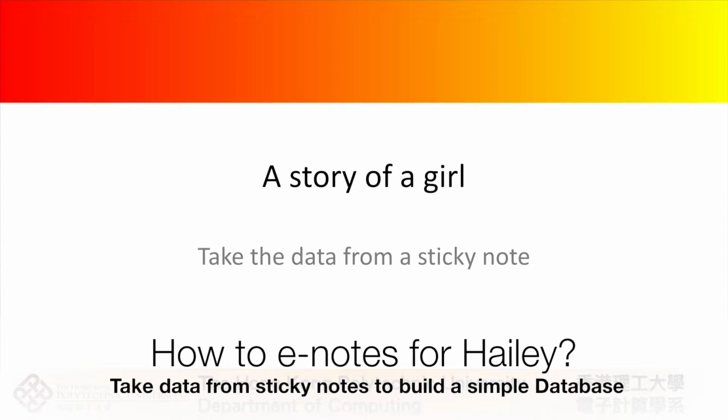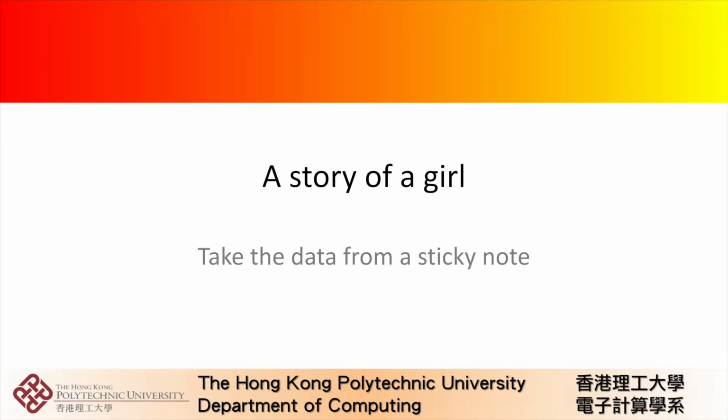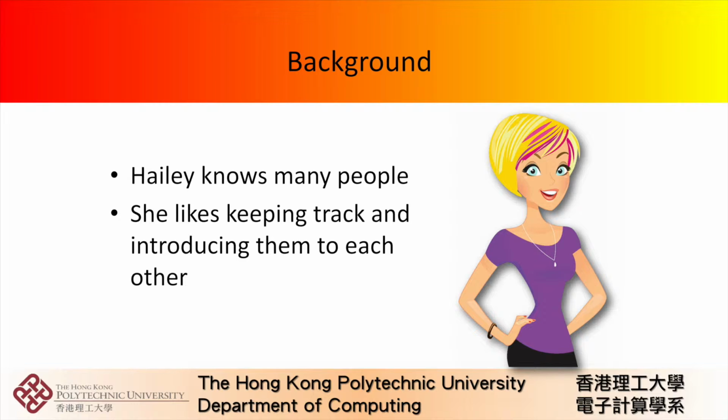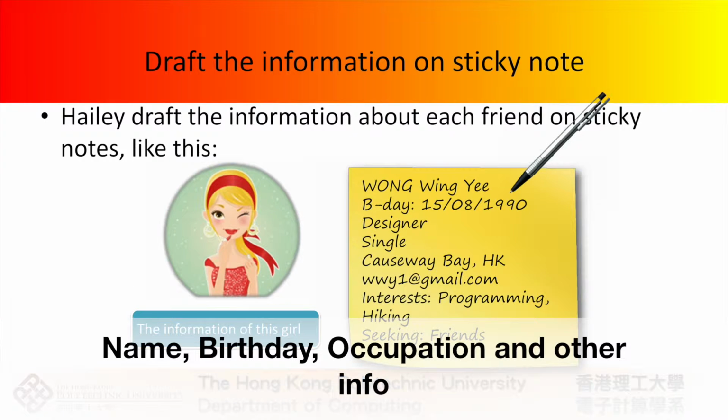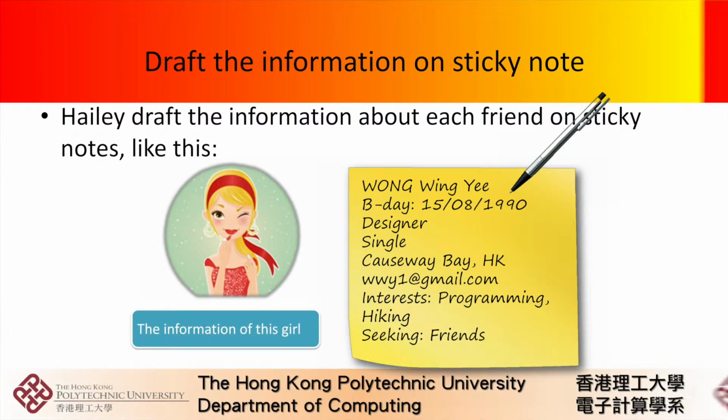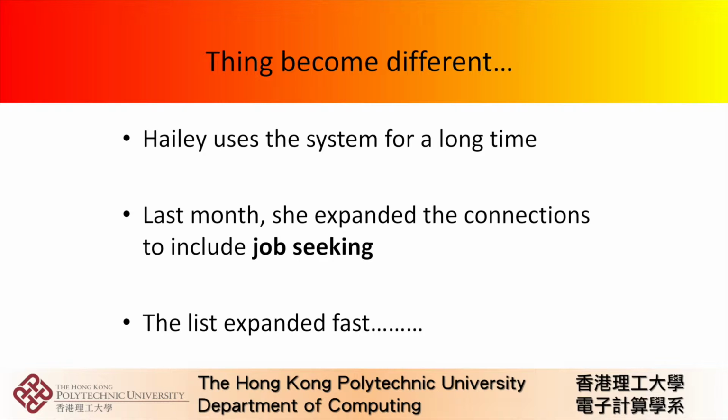In this lesson, a story of a girl will be used to show the way to take the data from a sticky note and build a simple database. Haley knows many people, and she likes keeping track of them and introducing them to each other. Haley drops the information about each friend, such as name, birthday, occupation, and so on, on sticky notes. Haley used the system for a long time.